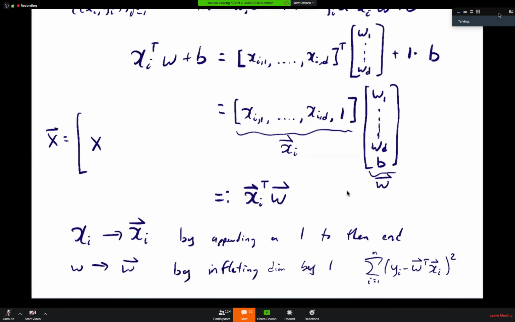x, comma, 1, just appending a row of 1s. Because now this is equivalent to y minus x squared, which is a little nicer. Okay, so these are two strategies to overcome these offsets.